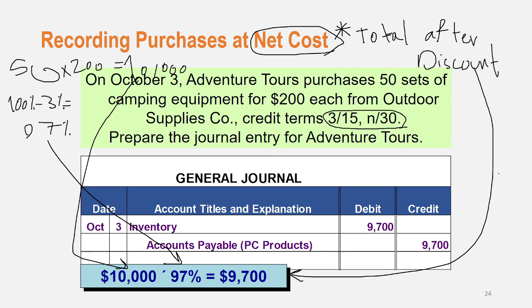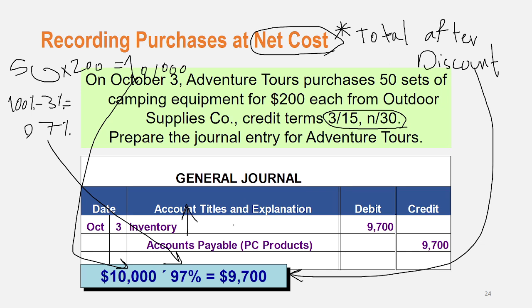Now we want to record this $9,700. To record the $9,700, we should consider two accounts, inventory and accounts payable. Because we purchase something and put it in the inventory for sales, you know that we are speaking under the structure of a merchandising company. So we purchase something and put it in the inventory before selling it to customers, and the total amount of inventory is increased.